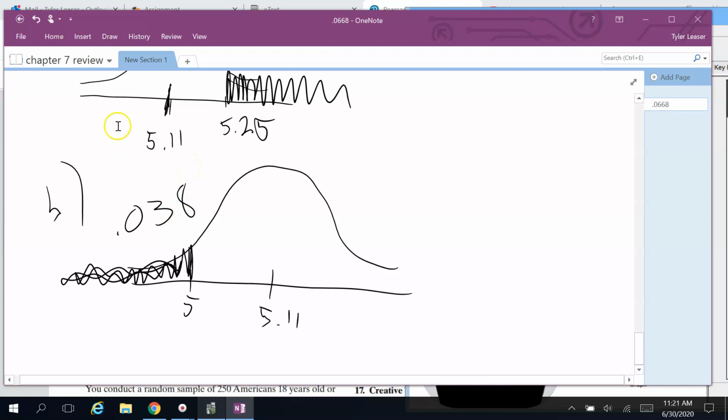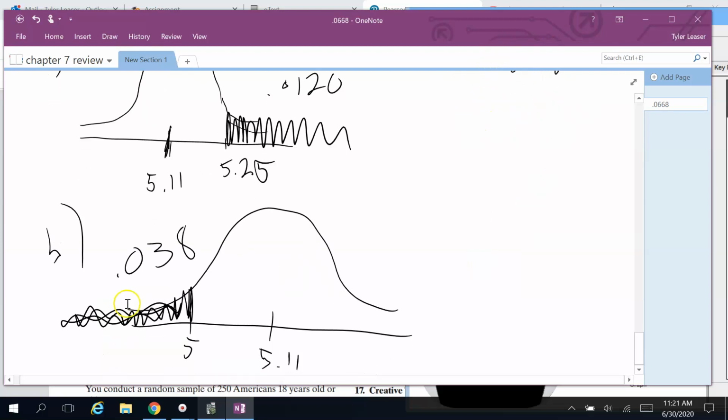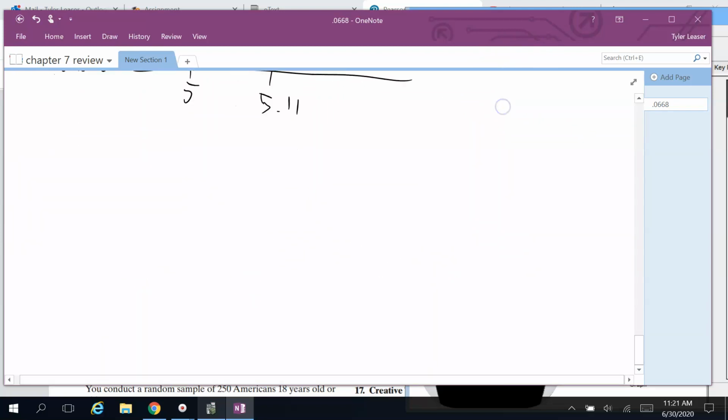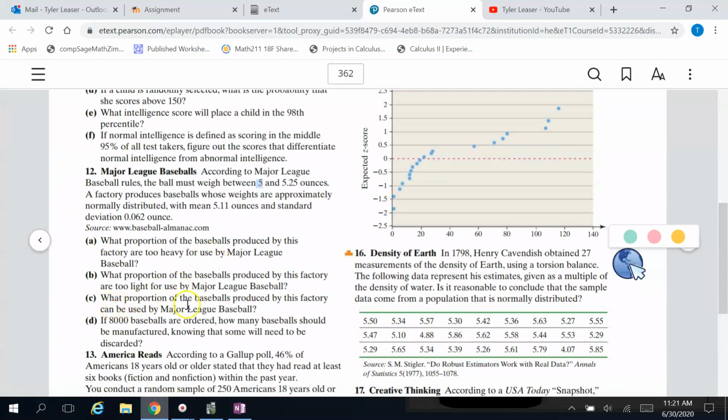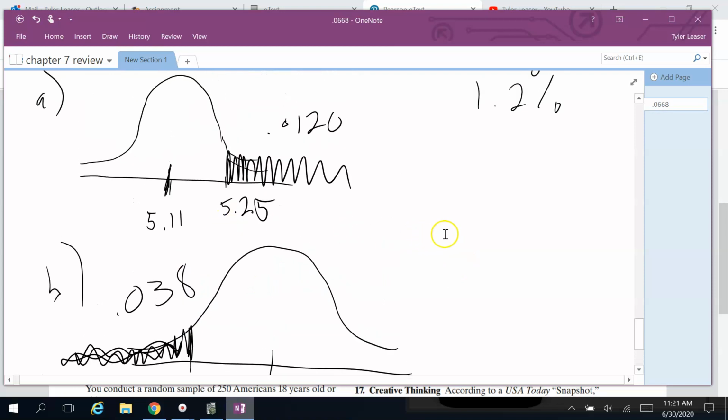So it's more likely that we make a ball that is too light than we make a ball that is too heavy. 1.2% compared to 3.8%. All right, let's see what else they got for us. C. C, what proportion of the baseballs produced by this factory can be used by Major League Baseball? So here we're trying to find the proportion that's in between the 5 and the 5.25.